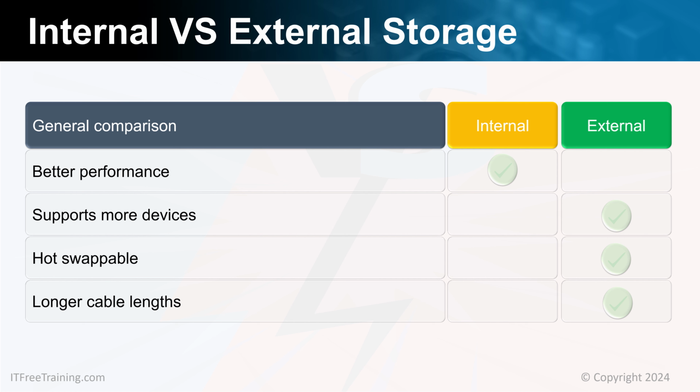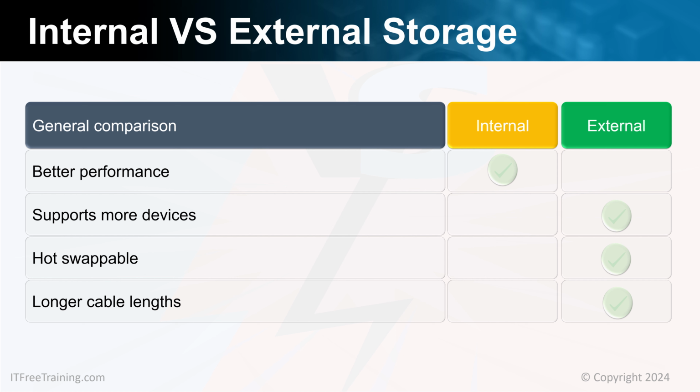Take eSATA devices, for instance. While they connect externally to the computer, their connection interfaces directly with the motherboard, just like an internal connection would. Also, high-speed USB and Thunderbolt could run faster than internal connections like SATA. Thus, generally internal devices are faster than external devices, but there are exceptions to this rule.